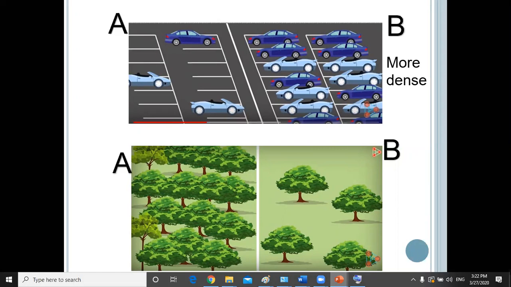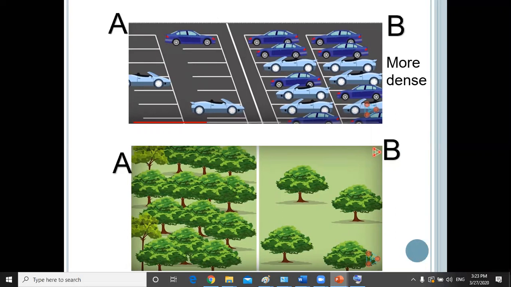Look at these two parking lots. They have the same size. One has three cars and the other has many cars. Which one is more dense, or crowded? Yes, excellent. B is more dense than A. So it's correct. Great job. Wonderful. Now look at the next picture here.